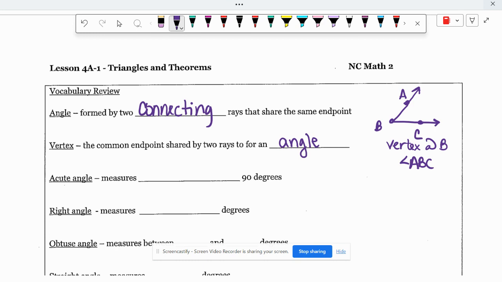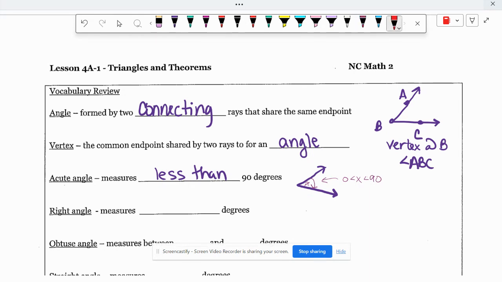Acute angles measure less than 90 degrees. So an acute angle could be something like this. And when we talk about an angle measure, we're referring to this little arc that I have on the inside, and I'm going to call this X. I'm going to say that 0 is less than X is less than 90. That just means that the measure of an acute angle is in between 0 and 90.